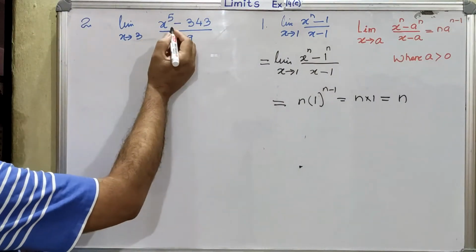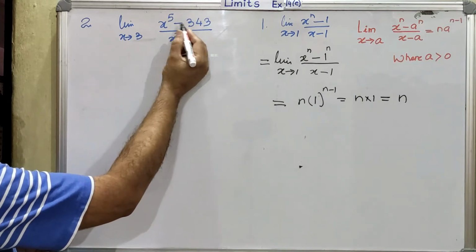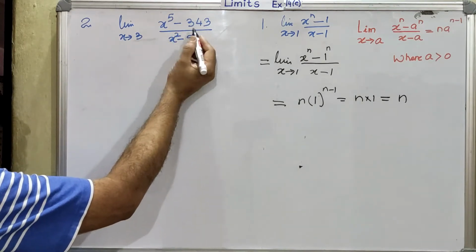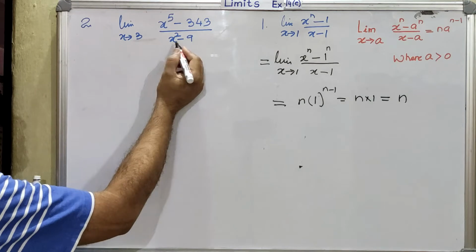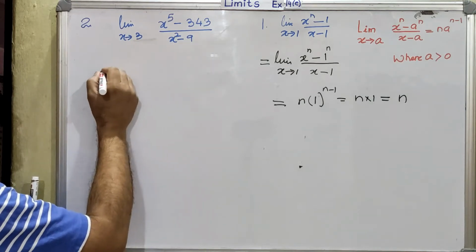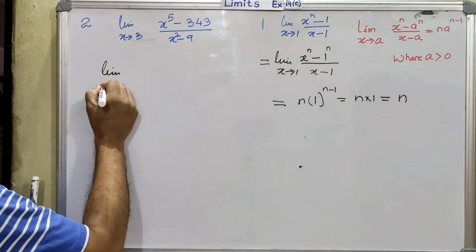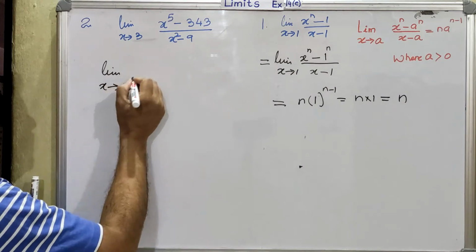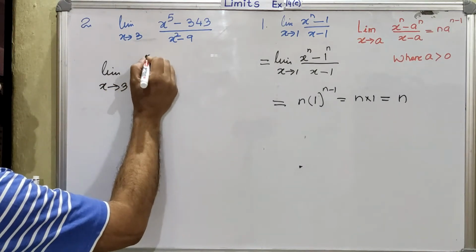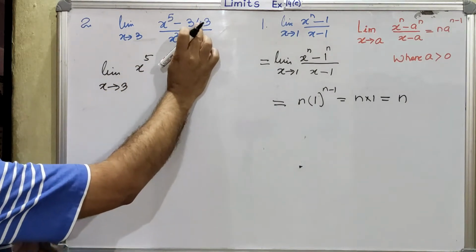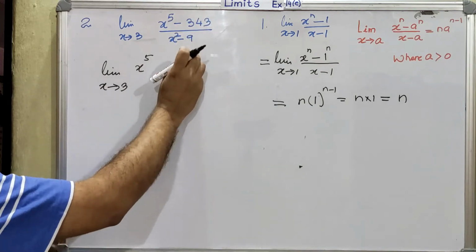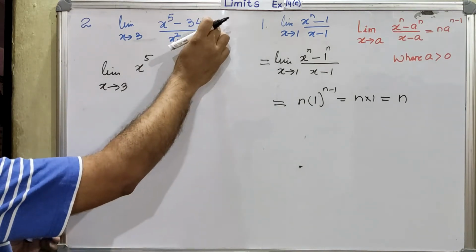First of all, let us have this in the same exponent, and then this also in the same exponent form. So let us do this. Limit x tending to 3, so this is x to the power 5. Now how should we factorize? By the prime factorization method, we will be able to write this in the exponential form.